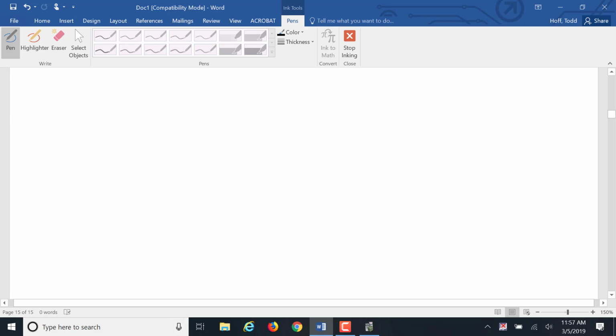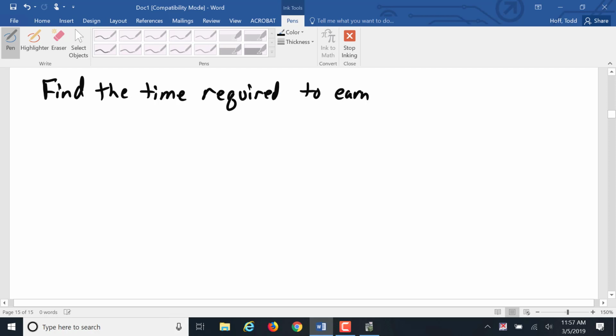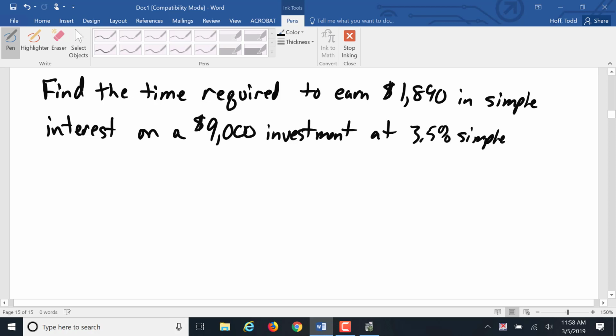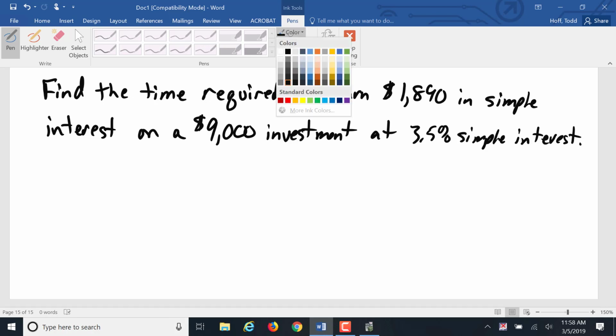We might be asked to find the time required to earn $1,890 in simple interest on a $9,000 investment at 3.5% simple interest. A little redundant saying simple interest twice there, but you get the point.